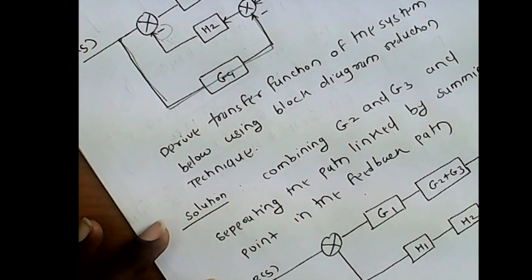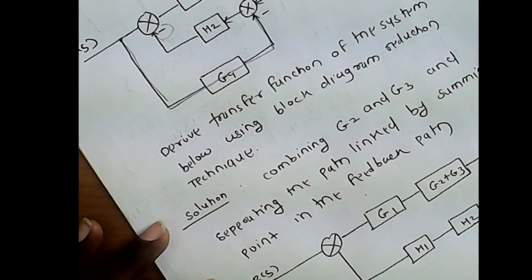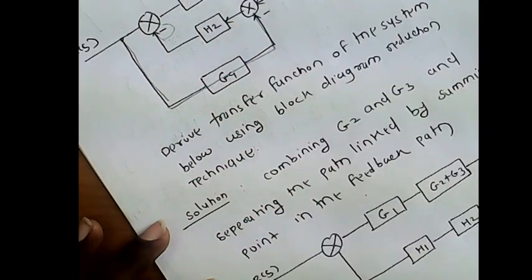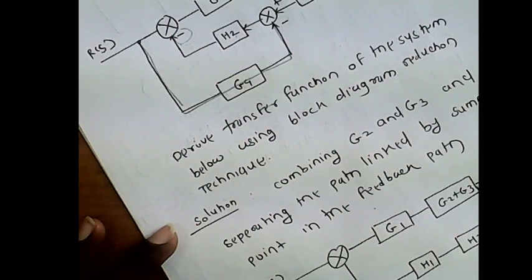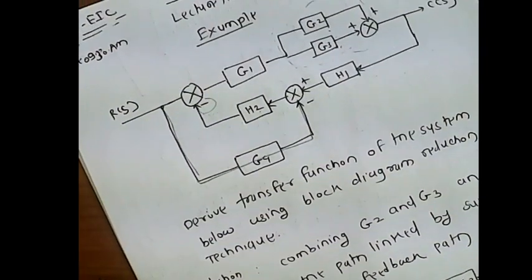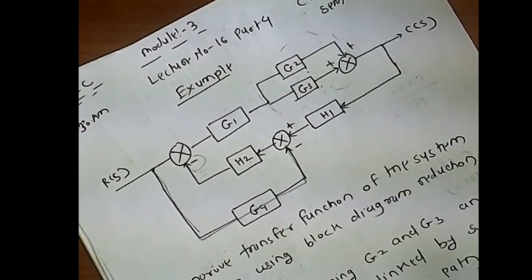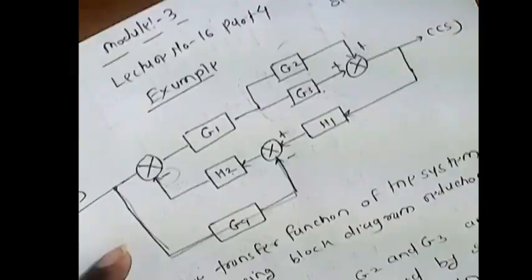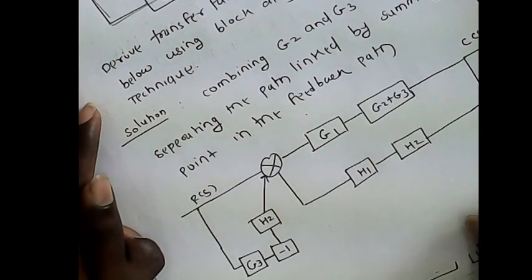G3, and the minus 1 block is added here to remove this negative sign, and this feedback H2. Okay, we can again draw it in simplified format. So we can restructure this in simplified format.